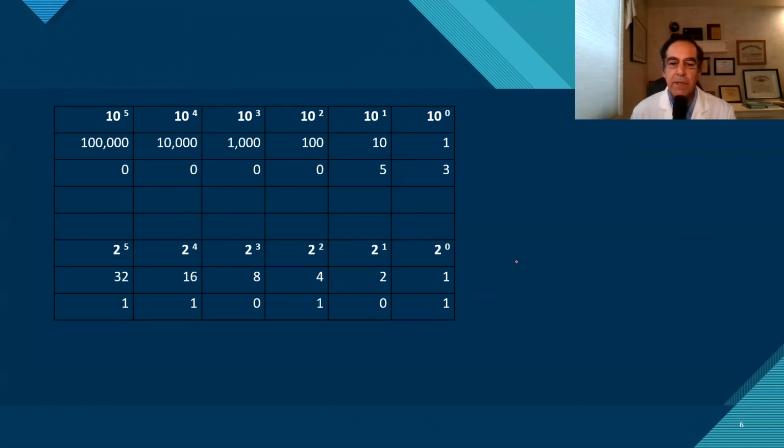So my number was 53, and I'm going to represent this in base 10 mathematics. It's 5 tens and 3 ones, right? 53.